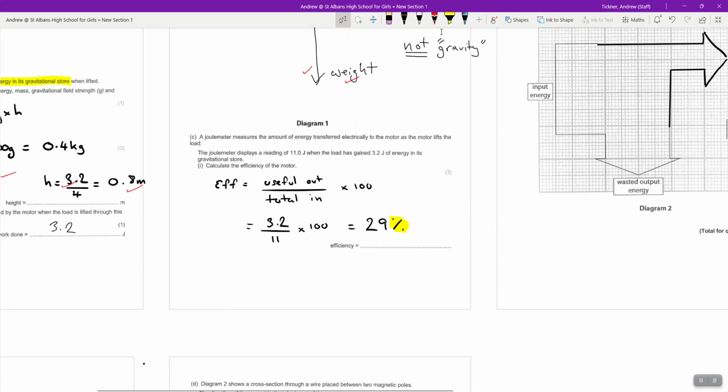Right, then we had another equation for efficiency. We've got 11 joules going in. We've got 3.2 joules of useful energy out because we're trying to lift things. So efficiency is useful out over total in times 100. Stating that equation gets us 1 mark. Putting our numbers in, 3.2 joules over 11 times 100, gets us our second mark, and we get 29. However, it is a percentage. If you fail to put the percentage sign down, it counts as a power of 10 error. So you need to put 29%, because that is what you've calculated.